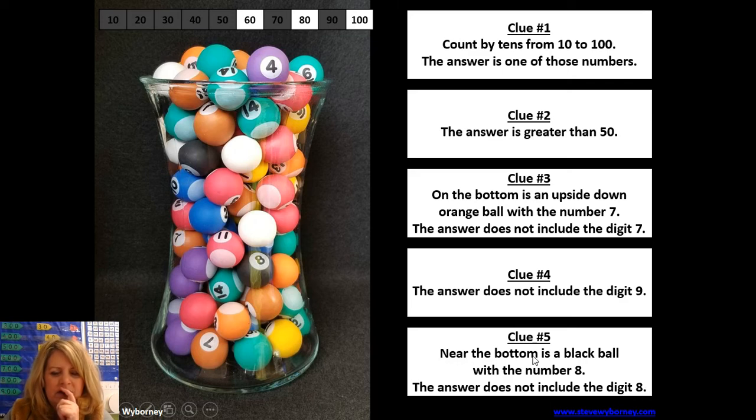All right, it's near the bottom. Right. This would be on the bottom. So here's, oh, there it is, near the bottom. Ooh, does not include the digit 8. I agree. 80 is no longer a possibility because the number 8 is a digit that has the value or represents 8 tens in the number 80.